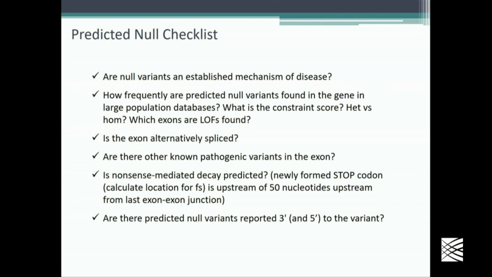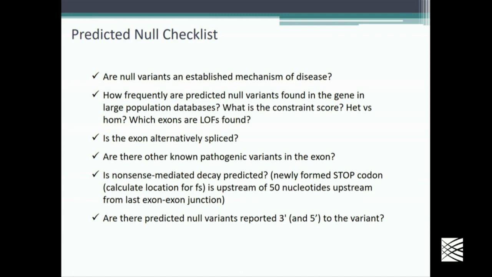Now, I should mention that the 50 base pair stretch has to be where the newly formed stop codon is of a frameshift, not actually where the variant is if it's a frameshift. It's because if you have a frameshift, the reading frame changes, and then a few more amino acids can be added. And if that extends into the 50 base pairs, then it won't undergo nonsense-mediated decay. So it's where that new stop codon is predicted. It's not a perfect process, but you can largely assume things upstream of that will lead to nonsense-mediated decay.